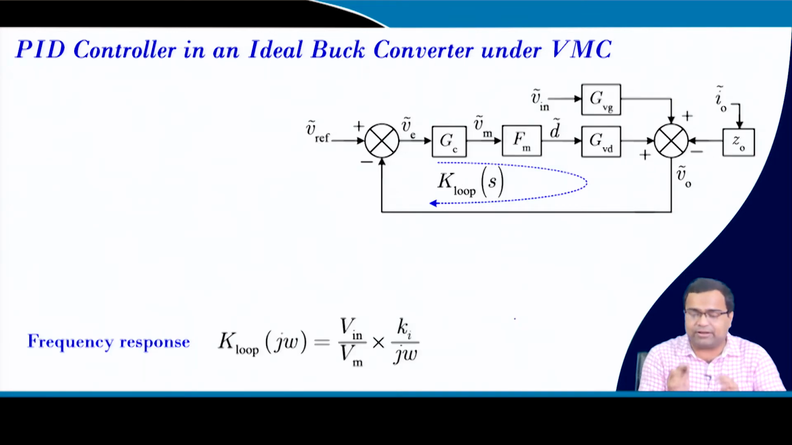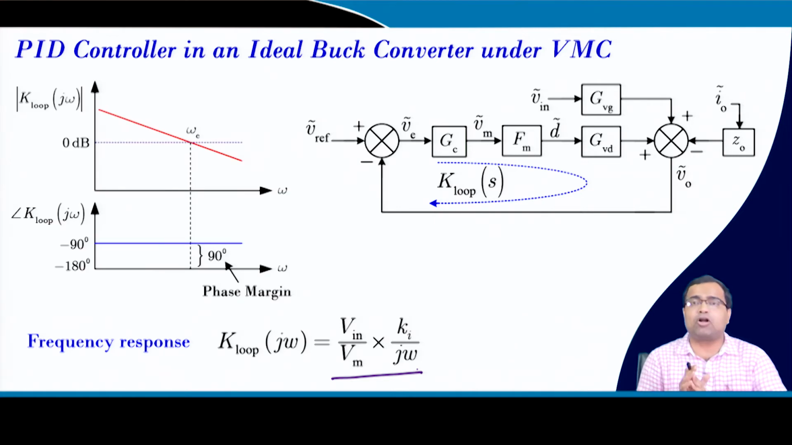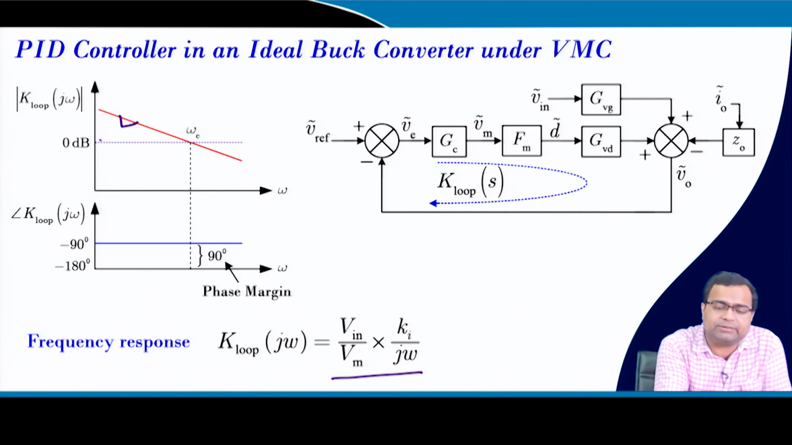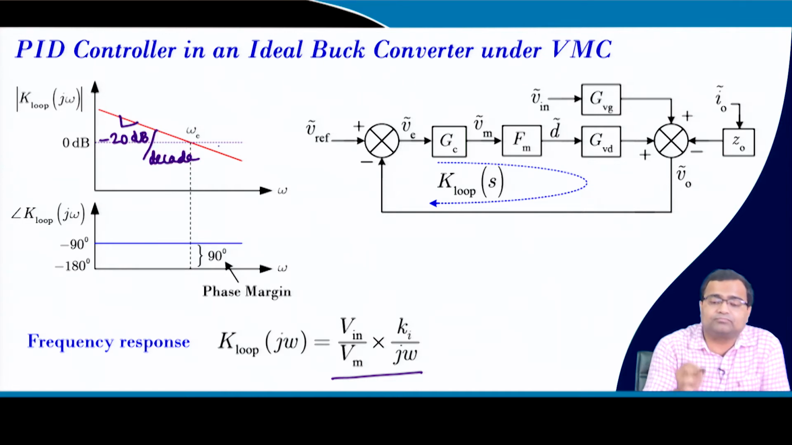If you draw the frequency response, that means S equal to j omega, then this will be the transfer function. If we plot the frequency response like a Bode plot, then this will be minus 20 dB per decade, and this point we call the gain crossover frequency.